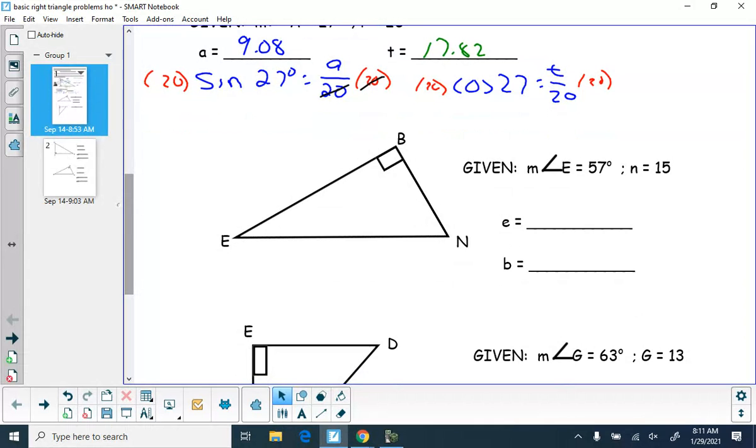All right, we've got triangle BEN. So first label the sides. Don't put the numbers in yet, just label the sides. Our capital letters are B, E, N, BEN. The sides opposite will be the lowercase letters, so go ahead and label your triangle.